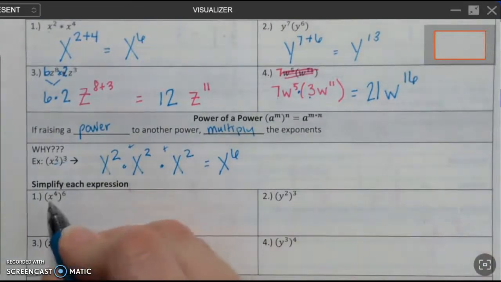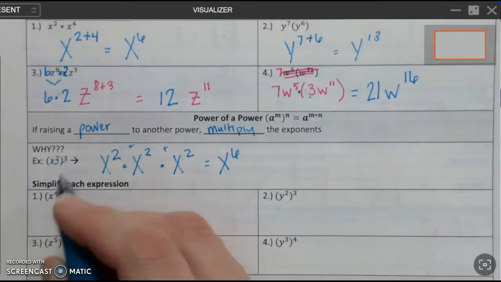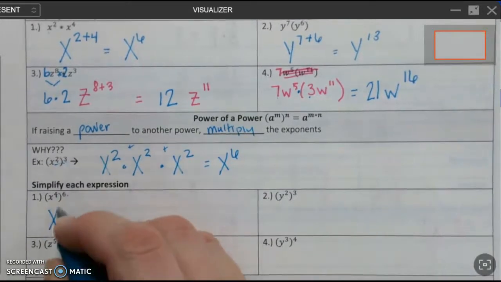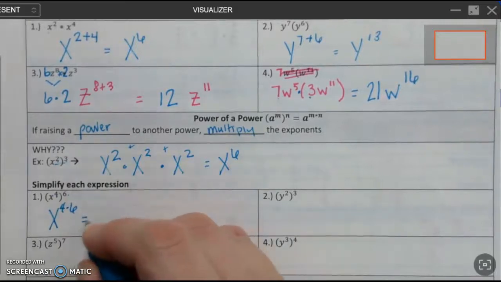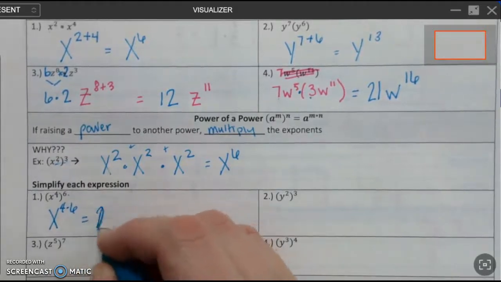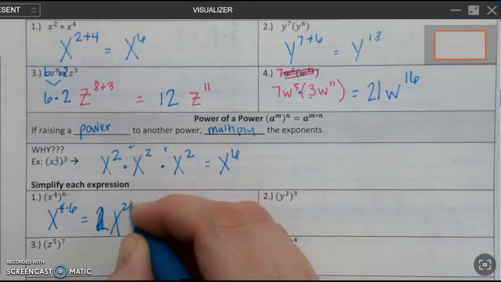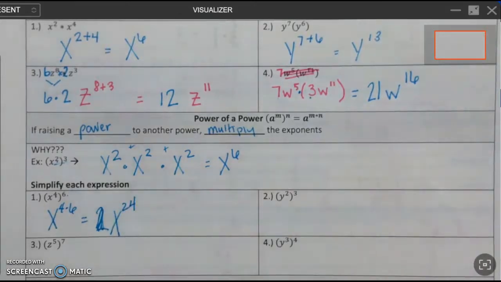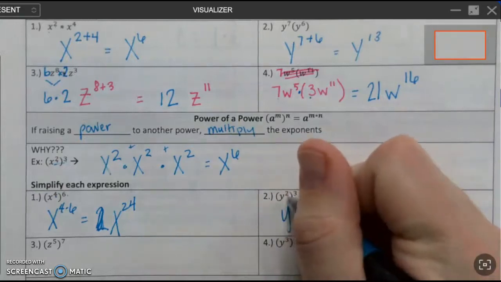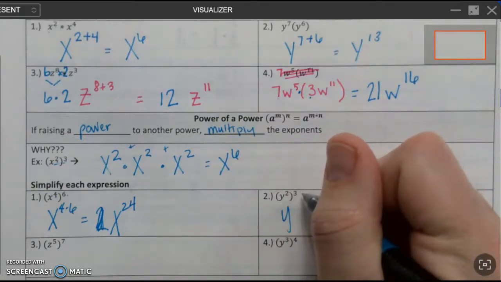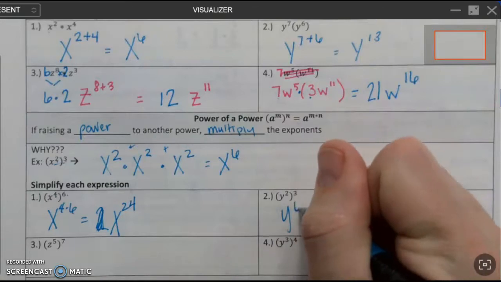Okay, so right here, x to the 4th to the 6th. Okay, so we'll take x to the 4 times 6. 4 times 6 is, sorry about that, x to the 24th. Over here, y to the 2nd to the 3rd. 2 times 3 is y to the 6th.